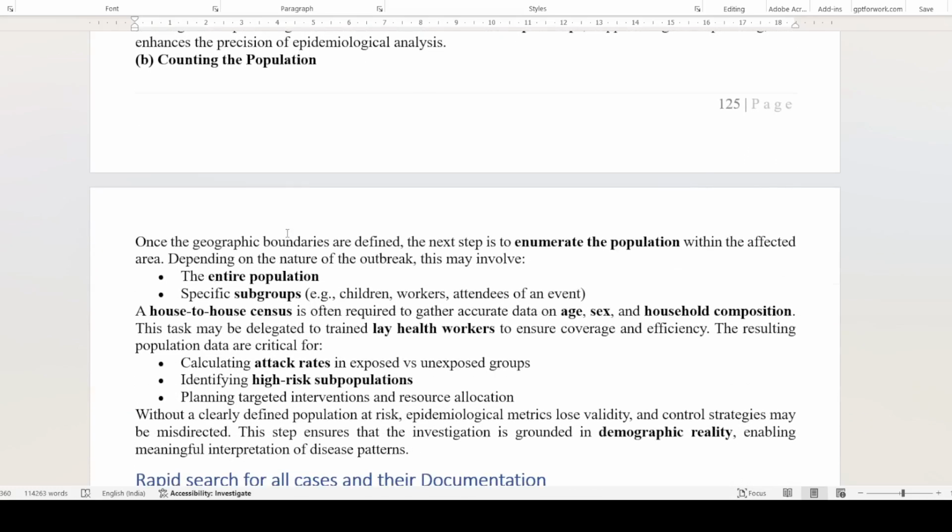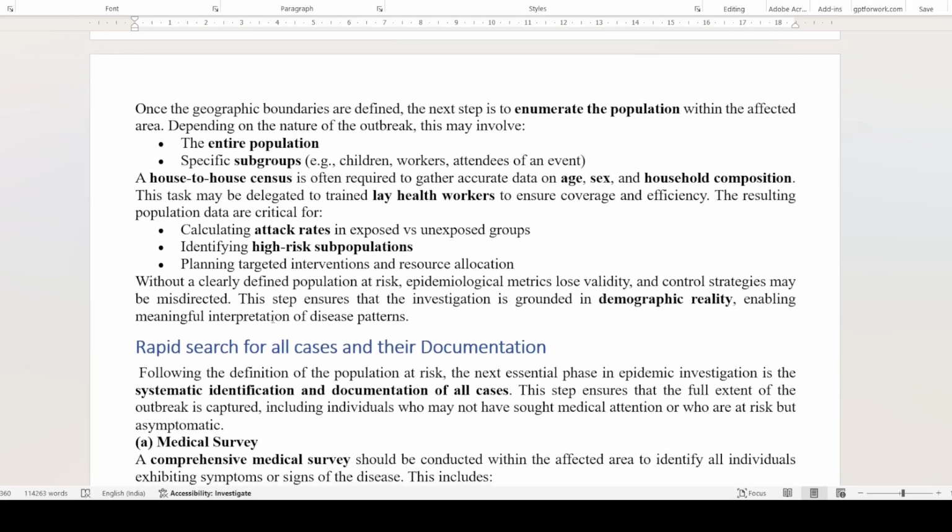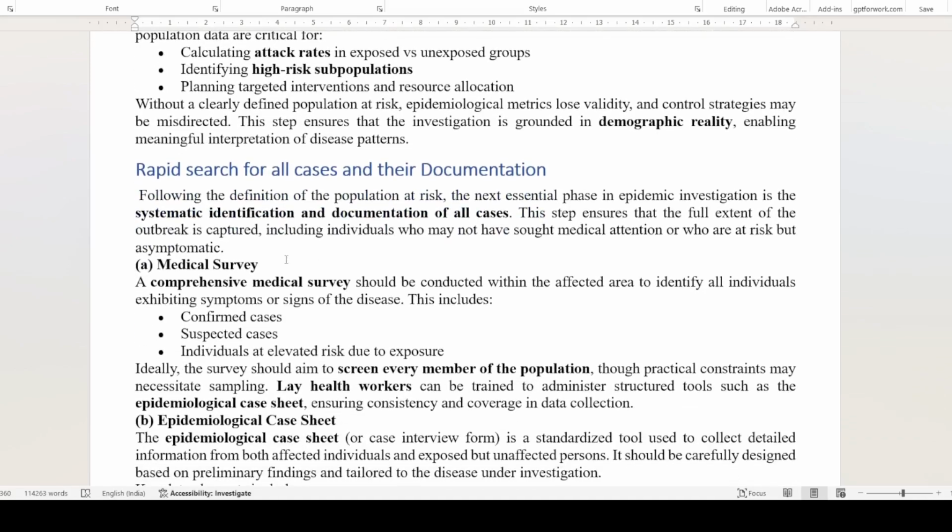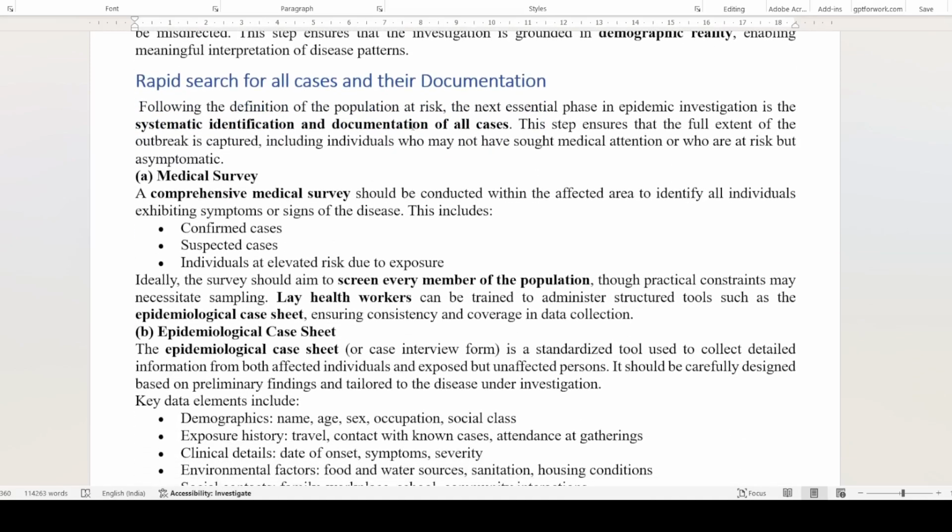After the area is defined, we count the entire population affected. A house-to-house census can also be done to gather accurate data on age, sex, and household composition of that population. Then comes a rapid search for all cases, and documentation of all those cases.